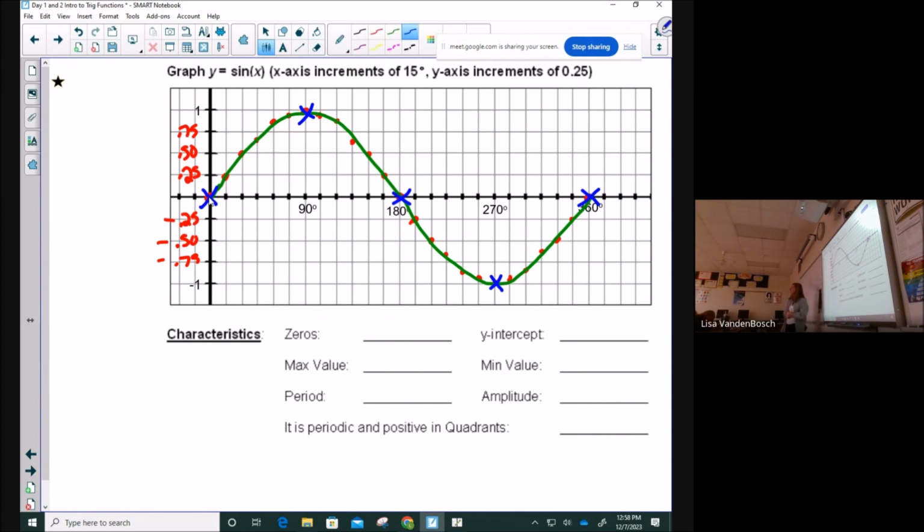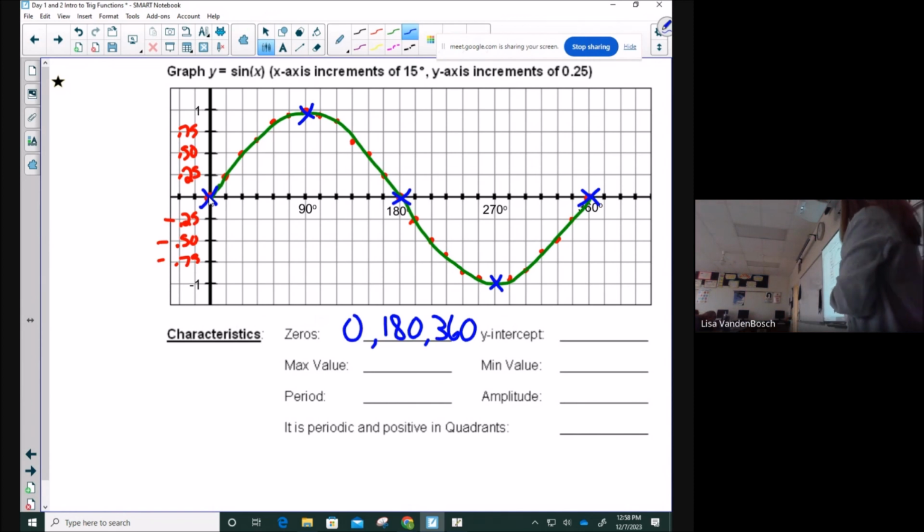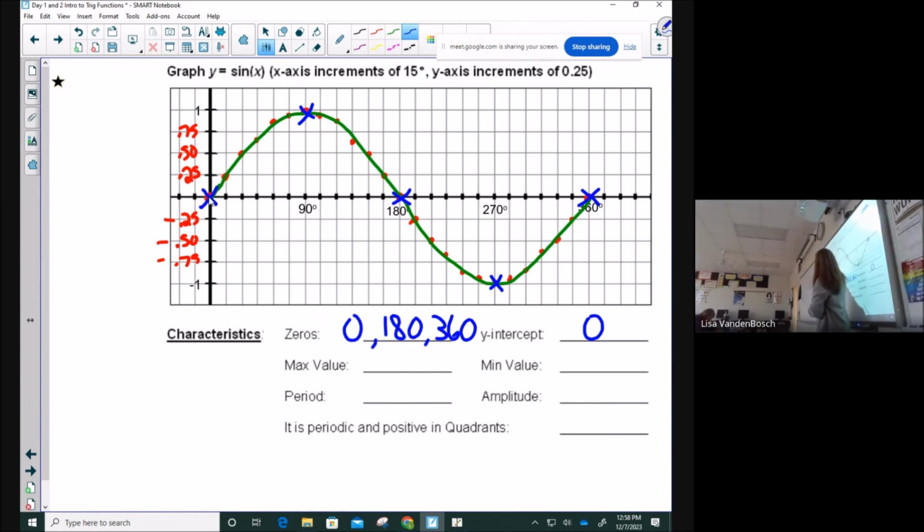So you have some things to write underneath. Where do your zeros occur? At 0, 180, 360. What is your y-intercept? 0. My zeros are right here, when I'm going up or down. And remember, zeros are the same thing as your roots or your x-intercepts. So I've got 0, 180, 360. My y-intercept on the y-axis, I started here at 0.